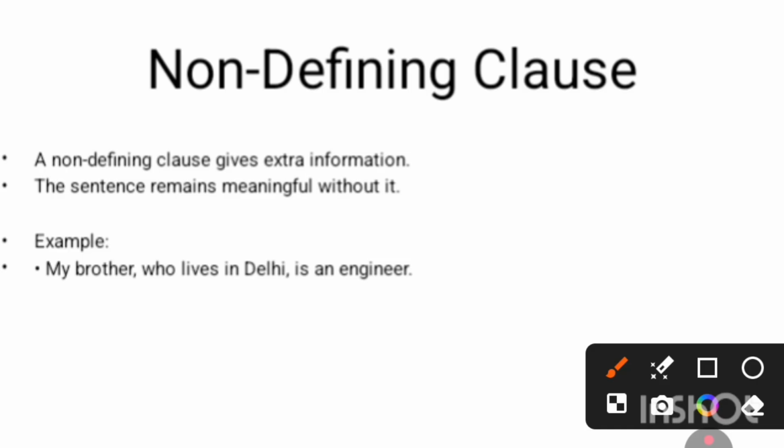Friends, non-defining clause, mind it, it gives extra information. That means it is not essential for the sentence. You can omit it. The sentence remains meaningful without this clause, or without this subordinate clause. The sentence is meaningful. Look at this: My brother, who lives in Delhi, is an engineer.